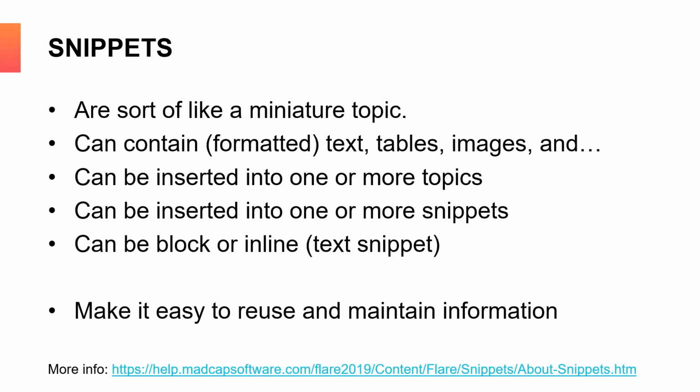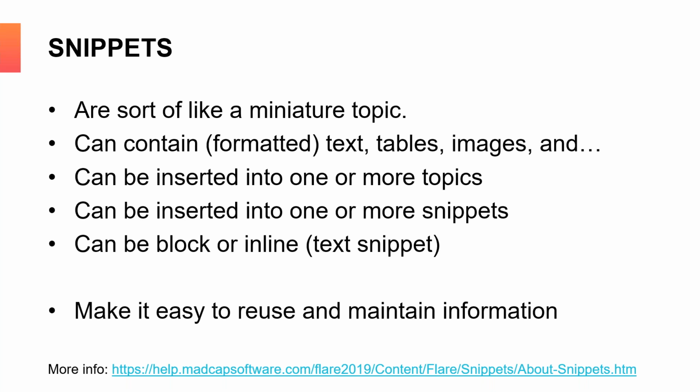Snippets are similar to variables because they also make it easy to reuse and maintain information. It's also a single sourcing mechanism. However, snippets are a lot more elaborate. Snippets can actually be used as miniature topics. So you can add formatted text, multiple paragraphs, tables, images, anything you can do in a topic, you can also do in a snippet, okay? Whereas variables are shorter and are plain text. Snippets can be anything you want them to be.